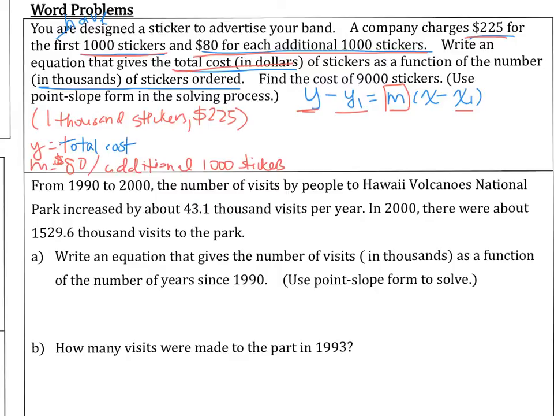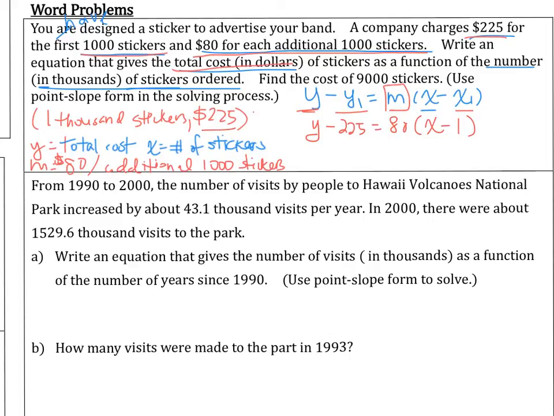And then your X variable will be the number of stickers in thousands. Okay, so now let's set up your point slope form. Now you have a given point, y minus 225, and this equals 80, which is the slope, times x minus 1. Now, I'm not going to use 1,000 because I don't want to work with big numbers. So I'm just going to simply use the number 1.